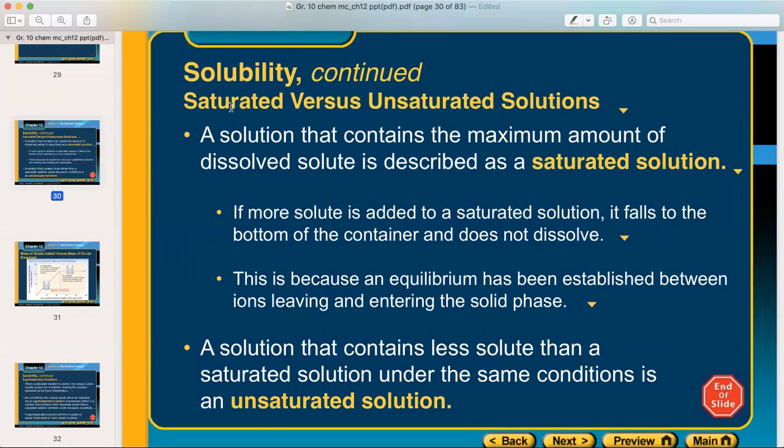First, we will start with the saturated solution. A solution that contains the maximum amount of dissolved solute is described as a saturated solution. For example, I will say that we have 10 ml of water, and the maximum amount of salt which can dissolve in this 10 ml, I will say, is 7 gram. Now, if you dissolve 7 gram in 10 ml of water, the maximum amount is dissolved. It means that this type is a saturated solution.